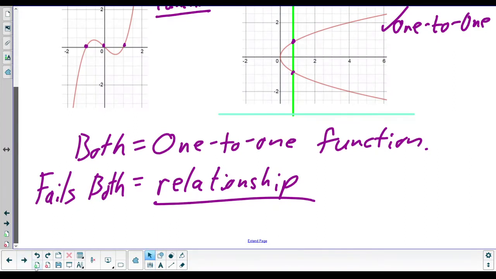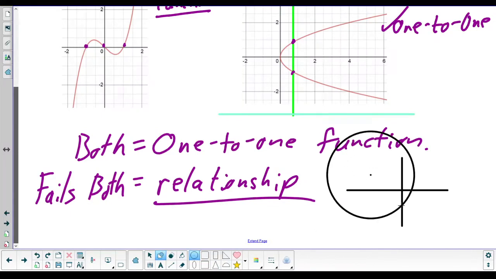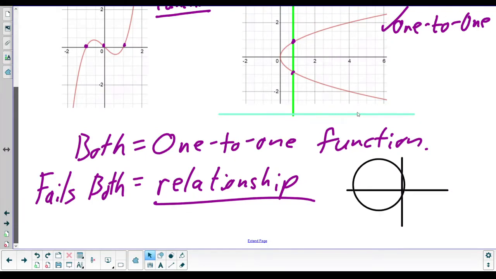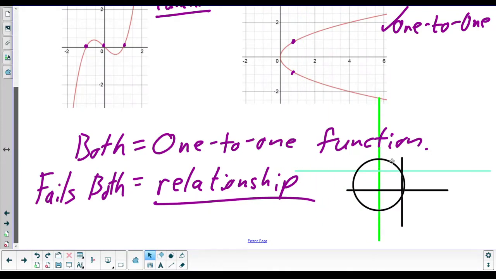Okay. An example of something that would fail both would be like a circle or an ellipse in the conic sections that we just learned. Right? So if we look at a circle and we hit this thing with our horizontal line test, it touches twice. If we try a vertical line test, it touches twice. So it fails both of them. So circles are just relationships. They're not functions and they're not one-to-one. All right.